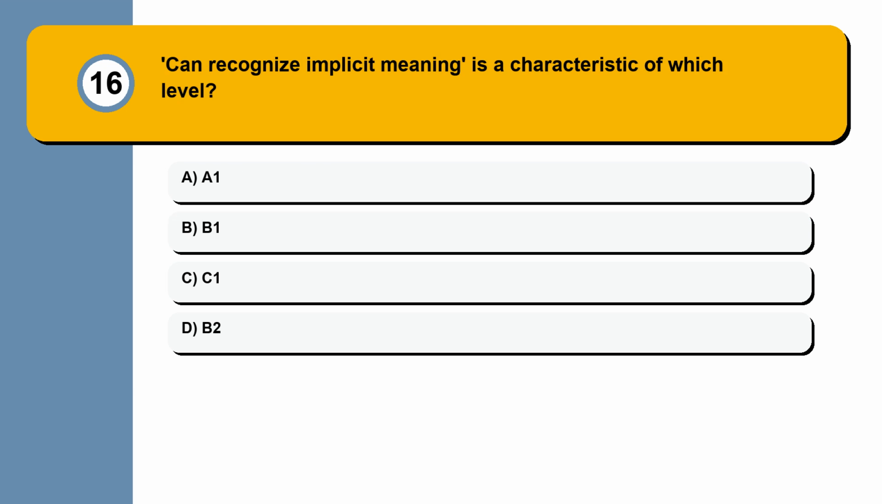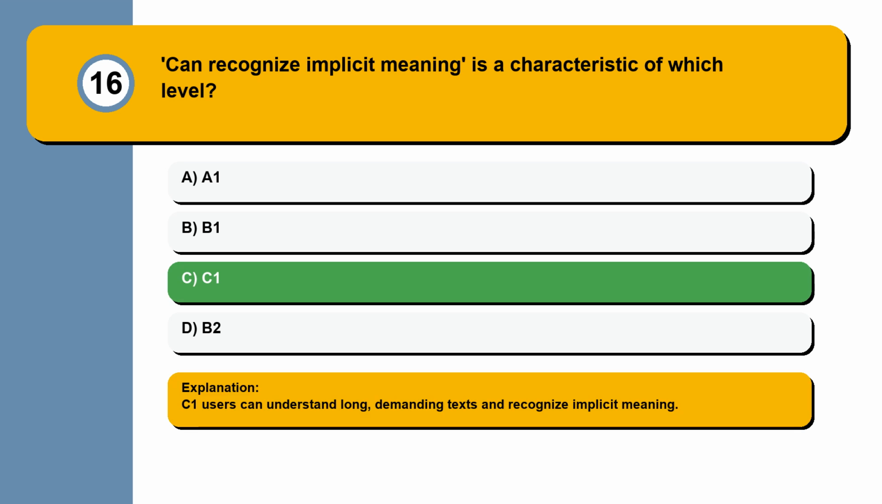Question 16. Can recognize implicit meaning is a characteristic of which level? A1, B1, C1, or B2. C1 users can understand long, demanding texts and recognize implicit meaning.